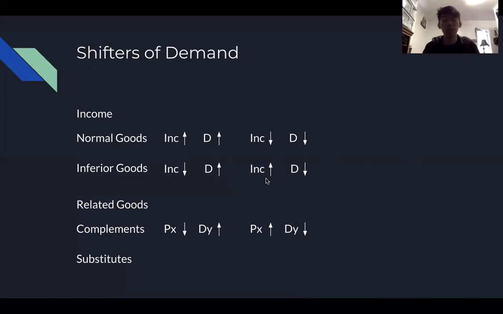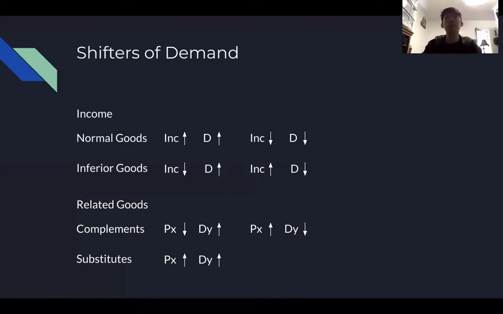Next up, we have something called substitutes. Substitutes are a bit different. Instead, what we have is price of X and demand of Y. When the price of good X increases, then the demand of good Y increases. Think of these things as perfectly indistinguishable. When I don't care which good I buy, I'm just going to buy the cheaper one.